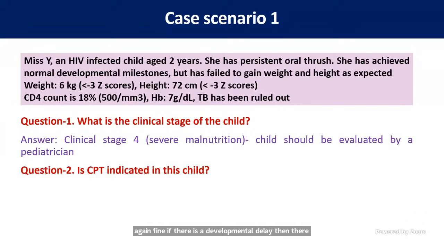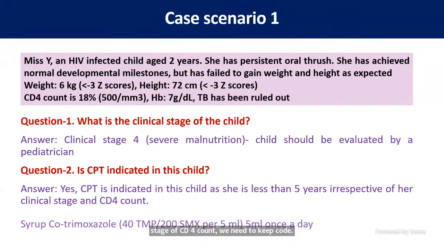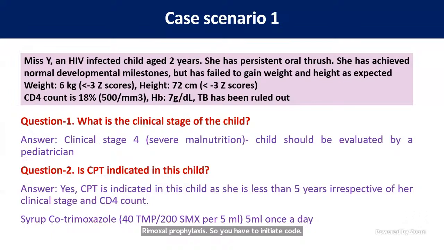CPT is indicated, yes, for all HIV infected children aged less than 5 years, whatever may be their clinical stage or CD4 count, we need to give cotrimoxazole prophylaxis. So you have to initiate cotrimoxazole prophylaxis in this child. So this is the dosage.